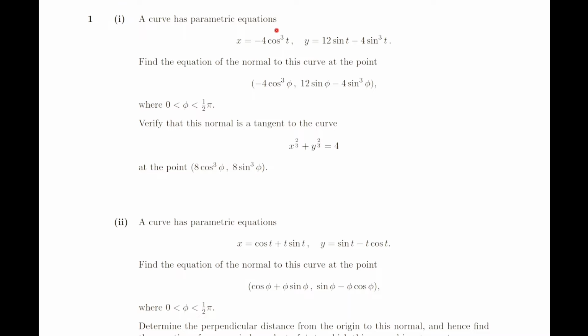A curve has parametric equations x equals minus 4 times cosine t cubed and y equals 12 sine t minus 4 times sine t cubed. Find the equation of the normal to this curve at this point, where phi is a fixed angle between 0 and pi over 2, a fixed number between 0 and pi over 2. After that, we are supposed to verify that this normal is tangent to this curve at this point, where phi, of course, you see is the same phi introduced here.